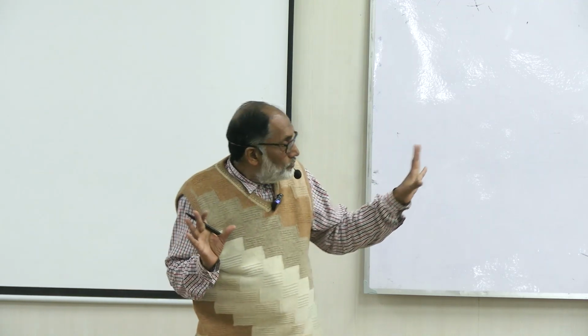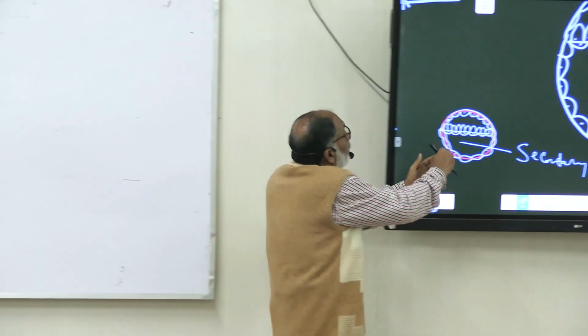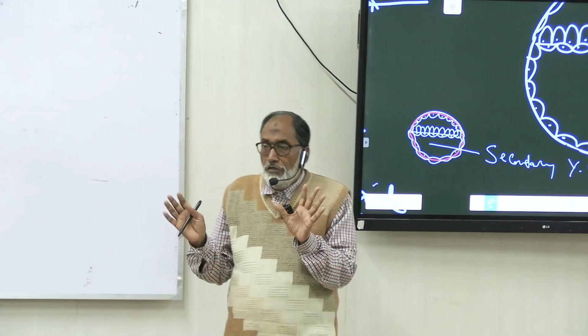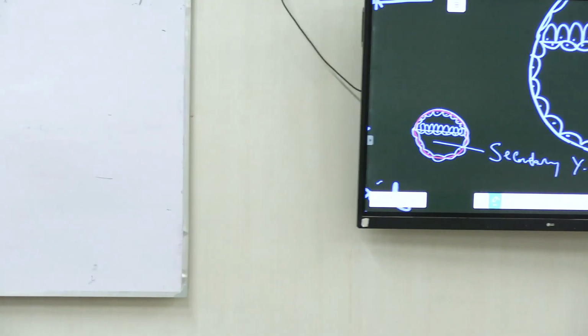I am having difficulty drawing the picture here. When the secondary yolk sac develops, the mesoderm will develop. Actually, due to the proliferation of the mesoderm, that cavity will become small in size. If one layer develops, then it will automatically be reduced in size. Then it is known as secondary yolk sac.